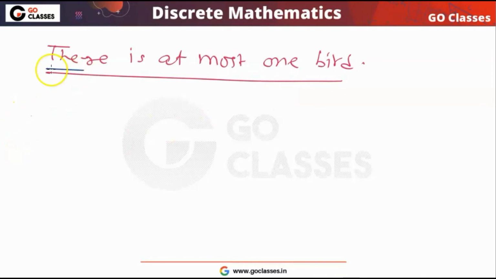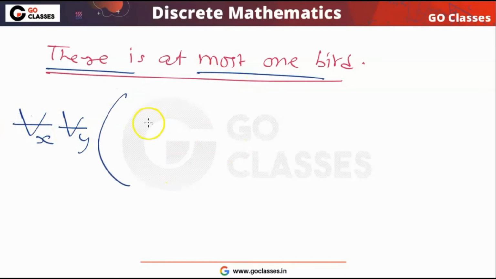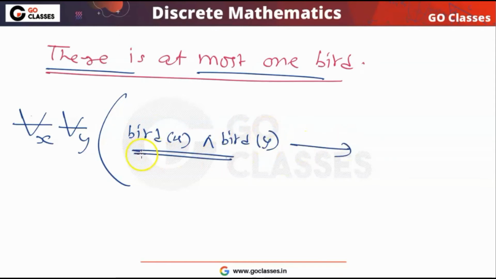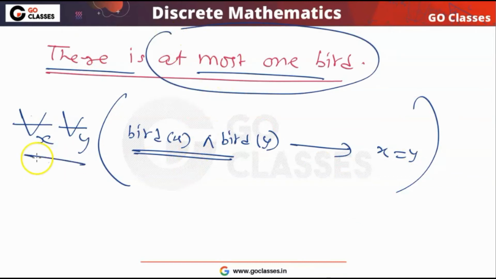We are basically saying that for all x, for all y, for every two elements, if x is bird and if y is bird, then definitely they must be same. Correct? If they are bird, then they must be same. So very simple, because there is at most one bird. It means for all x, for all y in the domain, if they are bird, then they must be same.